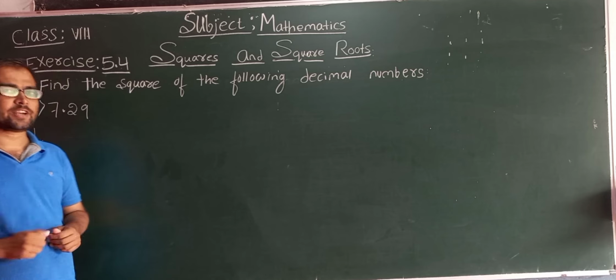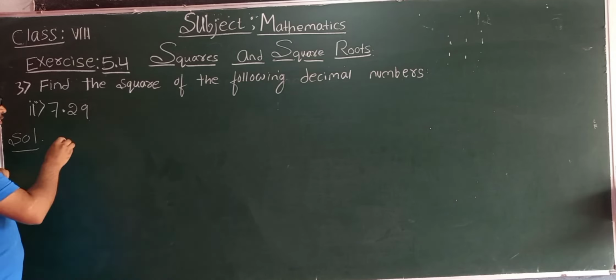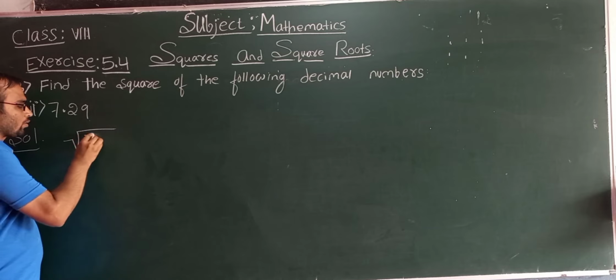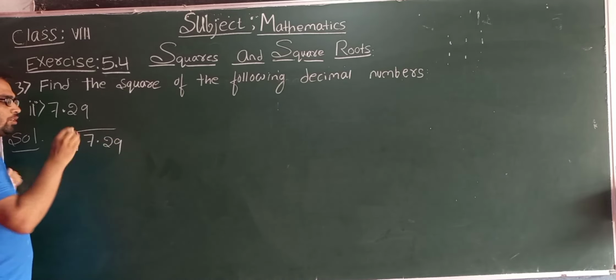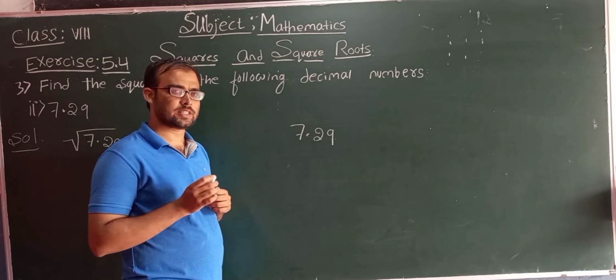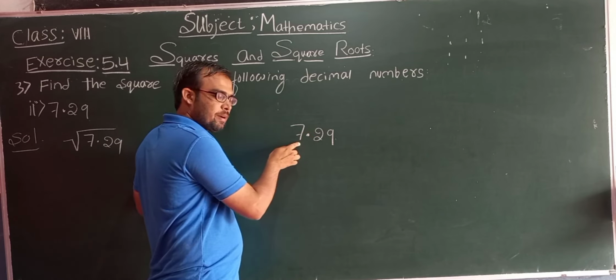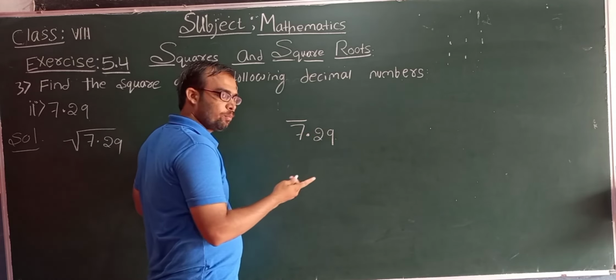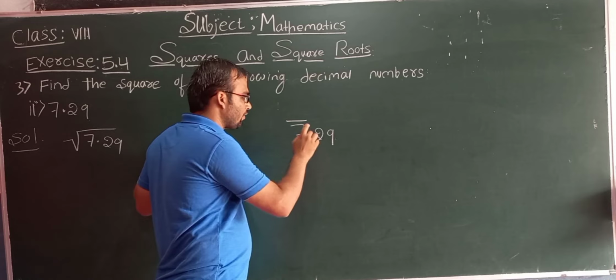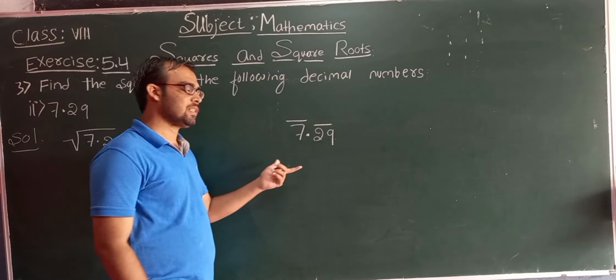Students, now let us solve the second question. What have they given? 7.29. We need to find the square root of this number using the division method. Students, here we have written the number. Now what is the next step? We need to place the bar. First you need to place the bar in the integral part, then after the first value of the decimal part. Okay, so here we have placed the bars.